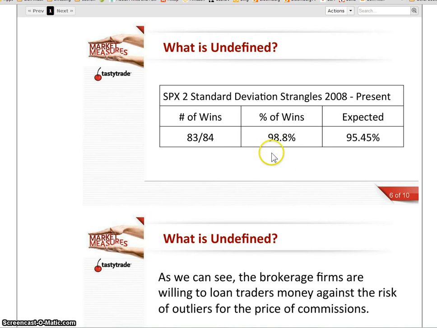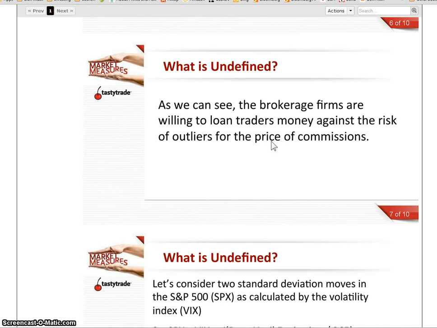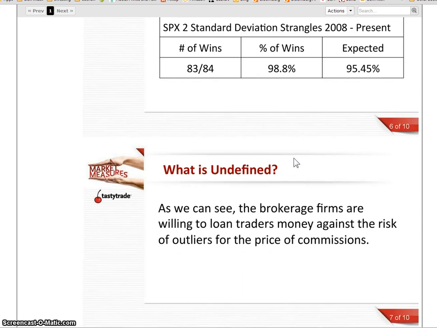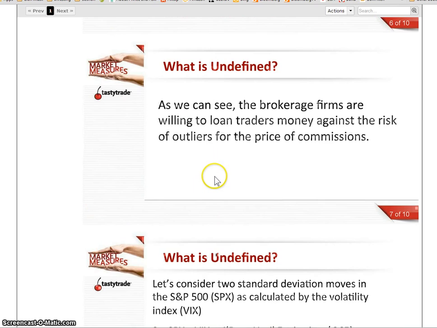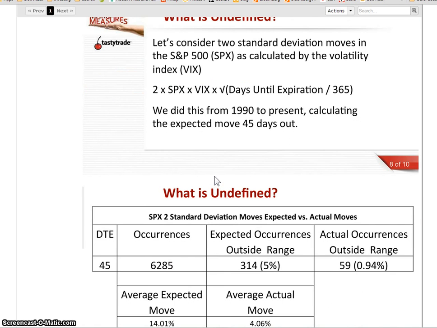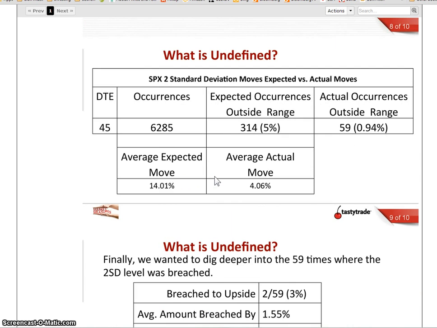98.8% win rate. Now, the expected win rate was only 95.45%. Okay, so the expected win rate was this, and here's what they actually got. Okay, so here's where they talked about the risk, where brokerage firms are willing to loan traders money against the risk of outliers, because basically the firm is betting that anything farther than 2 standard deviations won't happen. Okay, so you can go into it right here, and you can watch it, but look at the slides, right? Here are the 2 standard deviation moves expected versus what actually happened.